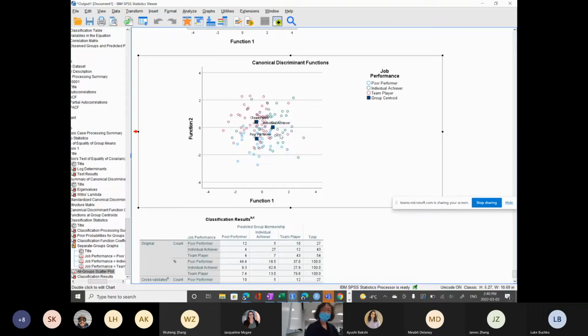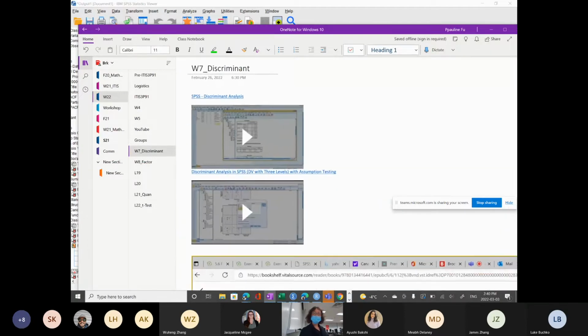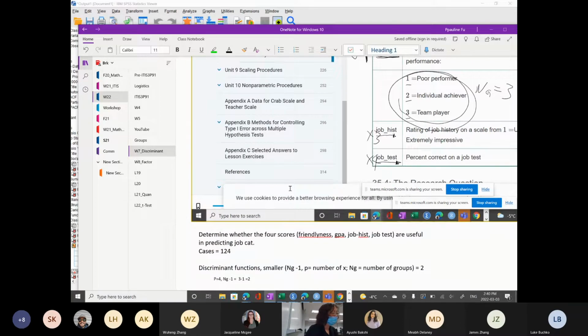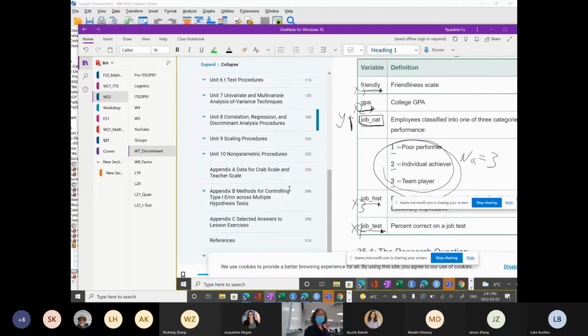All right. So in summary, what we did today, we did discriminant analysis. Discriminant analysis allows us to make prediction about group membership. And in discriminant analysis, variable y must be a categorical variable. You cannot use a continuous variable as y. Okay, it's only categorical variables.